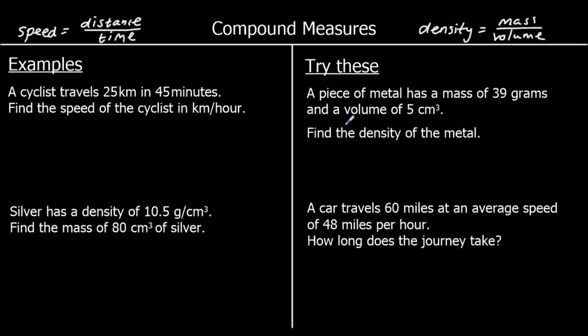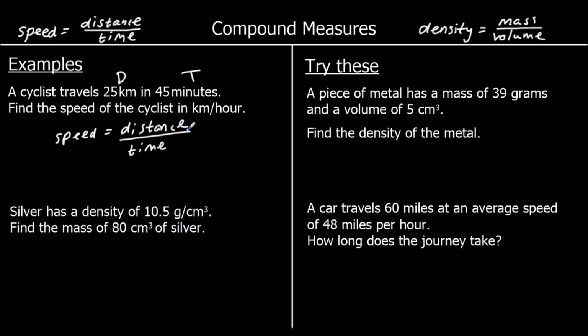Let's look at these examples. A cyclist travels 25 kilometers, so that's a distance, in 45 minutes, that's a time. Find the speed of the cyclist in kilometers per hour. So that means kilometers divided by hours. Our time has been given in minutes, so we need to convert that. So we're going to do the distance in kilometers, so 25 divided by the time in hours.